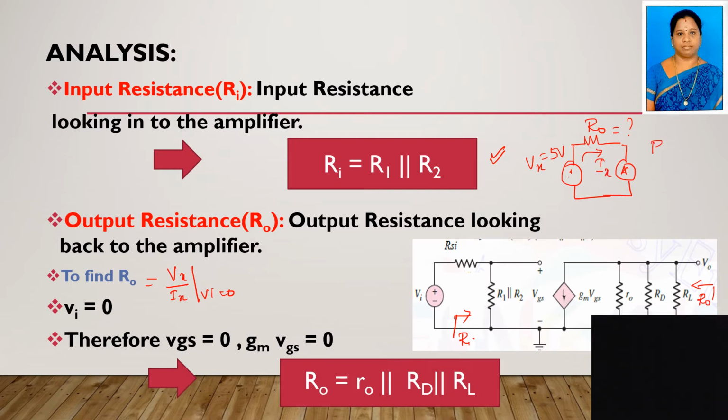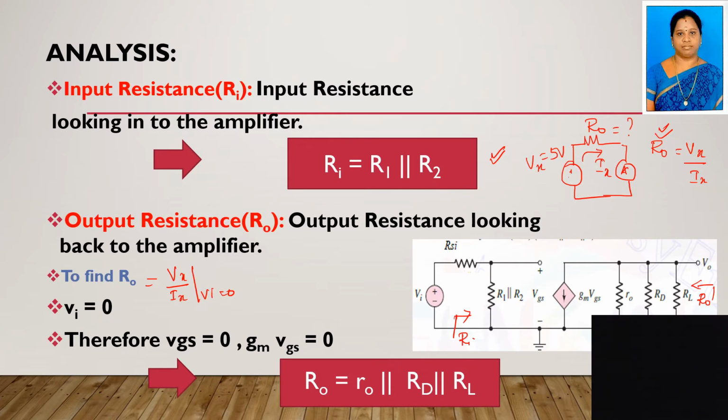So how to find out R0? R0 is equal to the known voltage Vx divided by the current flowing through the resistor, which is shown by the ammeter, Ix, so that we can easily find out what R0 is. This is the way to find out any resistance. Okay, here also the same thing.